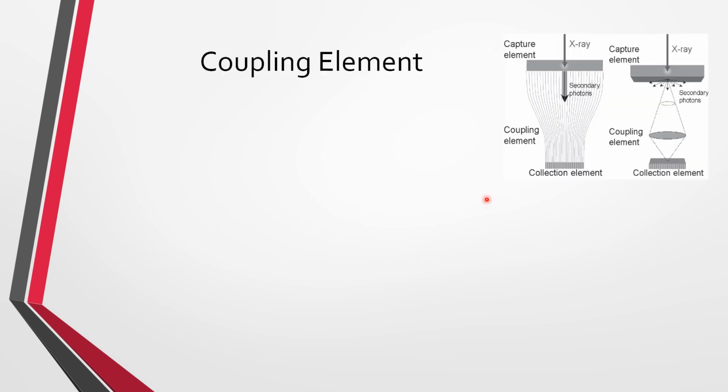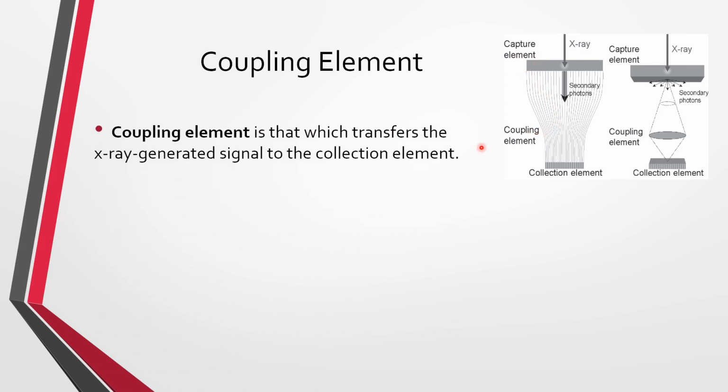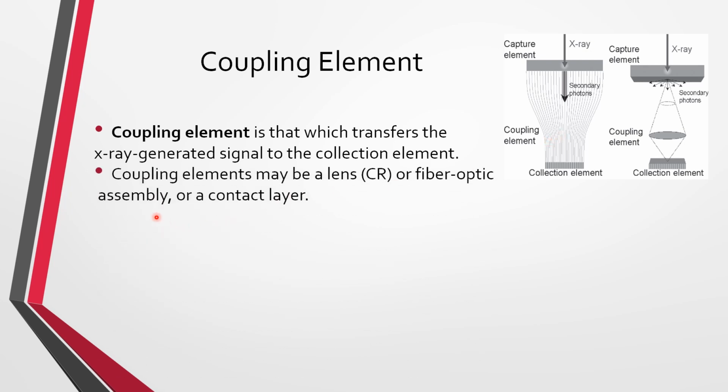There's also coupling elements, and we have the diagram here. So we talked about the capture element. Now we're going to talk about the coupling elements. A coupling element is that which transfers the X-ray generated signal to the collection element. The coupling elements may be a lens, which we would say is more used in CR, in the CR reader, but it could also be in cassettes. Some texts say different things on this, and some may be an older technology or a newer technology. I'm not quite sure which way the lens goes. Or fiber optics, which is more often the case, I believe.